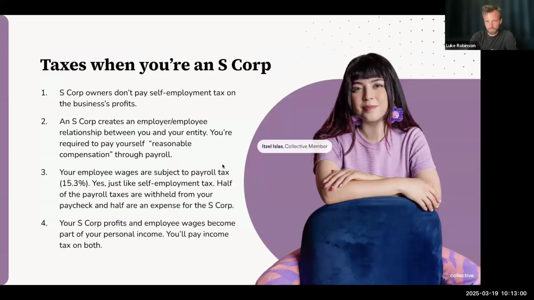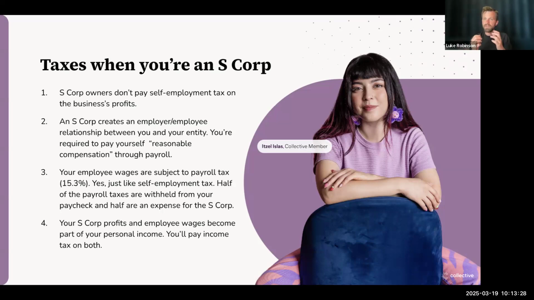How it works when you're an S Corp is S Corp owners don't pay that self-employment tax, the 15.3%, on business profits. There's a chunk of your money that's no longer subject to that 15.3%. And how that works is when you make an S Corp election, which is just filing paperwork with the IRS. That's essentially what it is, having your LLC taxed as an S Corp.